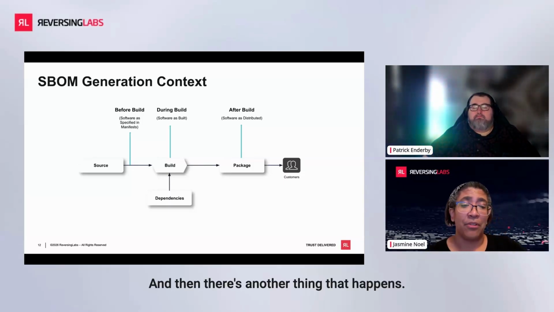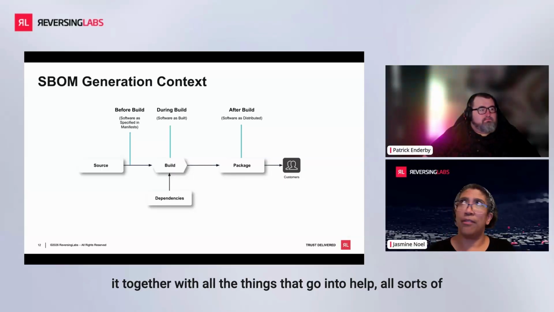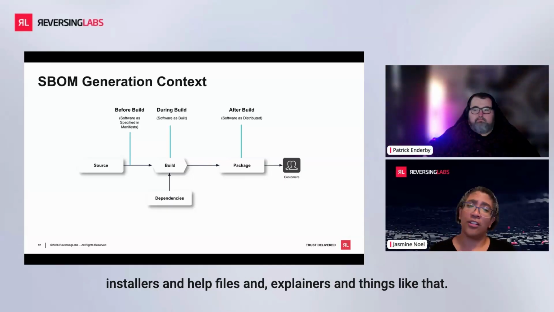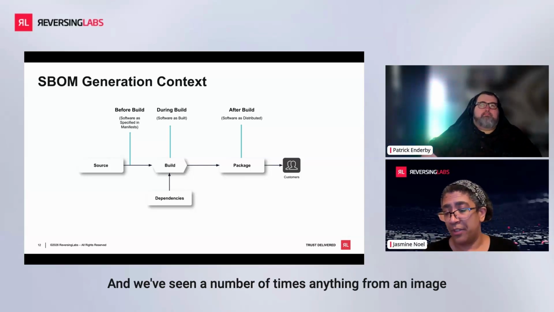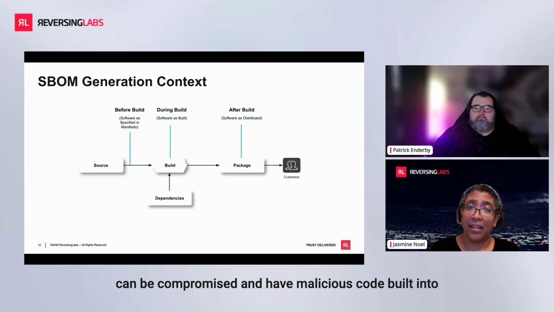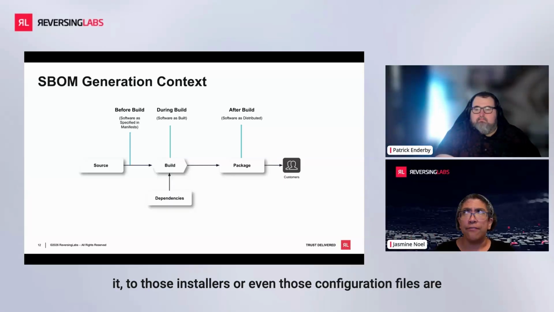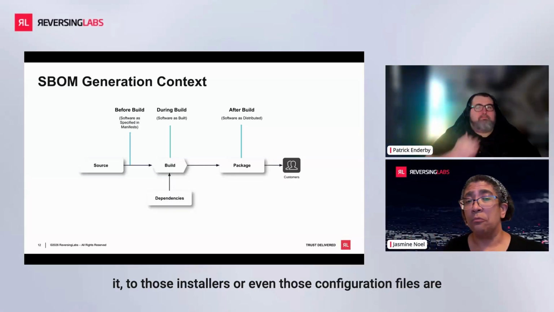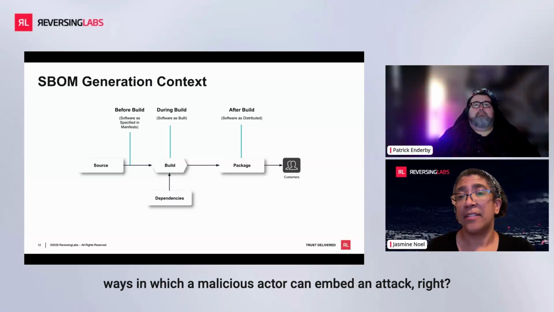And then there's another thing that happens. Okay, you've built the software, but you still need to package it together with all the things that go into it, all sorts of installers and help files and explainers and things like that. None of that gets listed on any manifest anywhere. And we've seen it a number of times. Anything from an image can be compromised and have malicious code built into it, to those installers or even those configuration files are ways in which a malicious actor can embed an attack, right?